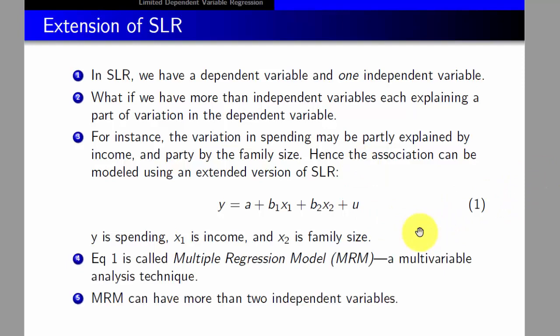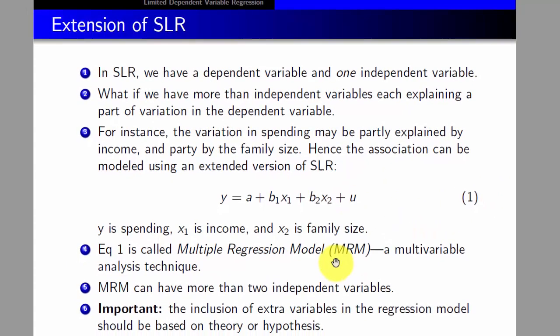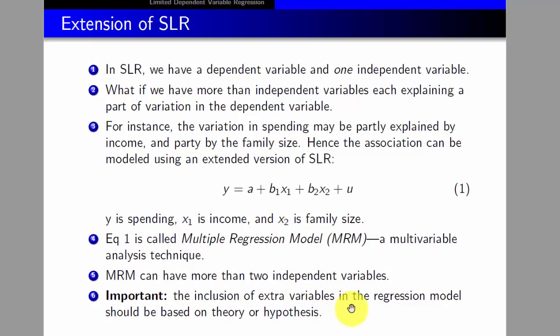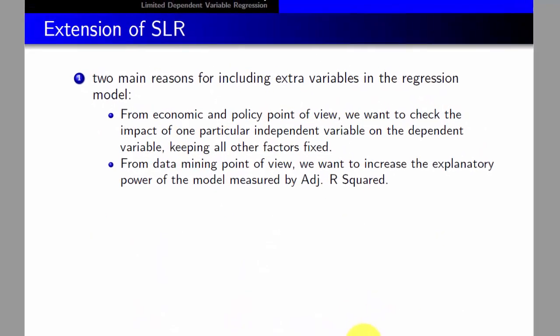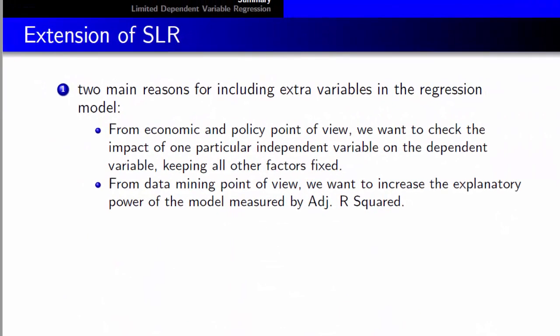Of course, we can add more variables to this, but inclusion of extra variables in the regression model should be based on theory or hypothesis. There are two main reasons for including extra variables in the regression model. First, from economic point of view and from the policy point of view, we want to check how much is the effect of a particular independent variable on the dependent variable, keeping all other independent variables fixed. From data mining point of view, we want to increase the explanatory power of the model measured by adjusted R-squared. As we add more relevant independent variables to our linear regression model, the adjusted R-squared increases.